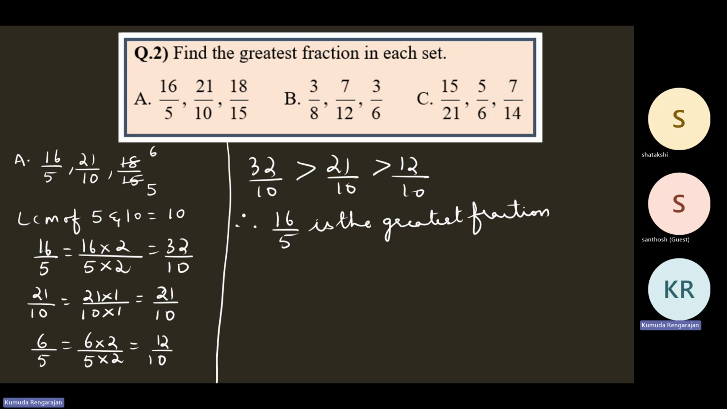What is new here is that if a fraction can be simplified, you should simplify it. Now 18 by 15 can be reduced using the tables of 3. When that is possible, you should reduce it. That's important.